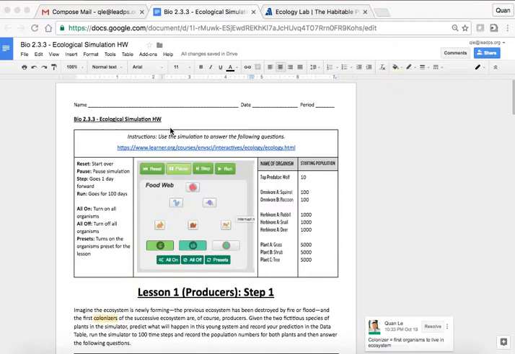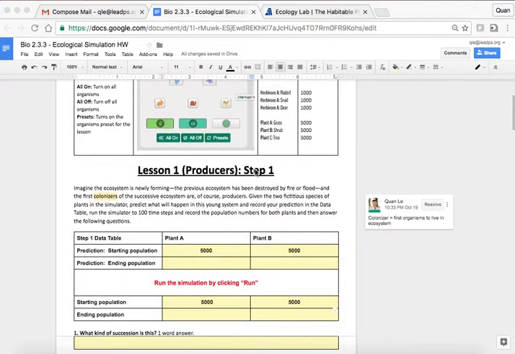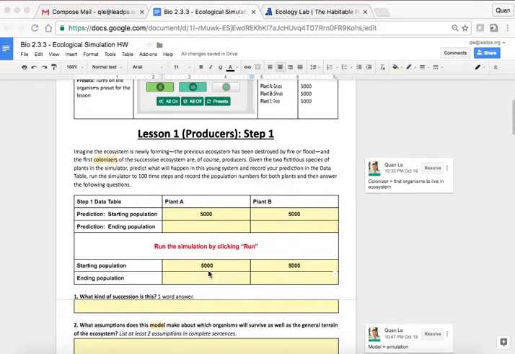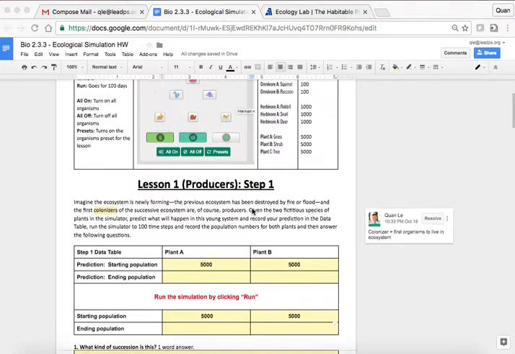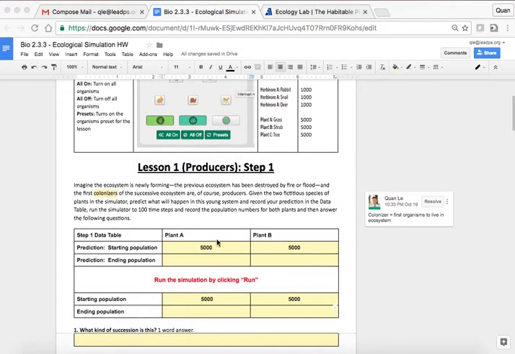This homework will help you understand how different consumers help keep an ecosystem in balance. So for lesson 1, producers step 1, you're filling in this data table using the simulation. The starting populations are recorded here for each type of organism, and plants always start at 5,000, so you can copy and paste that into these four boxes.